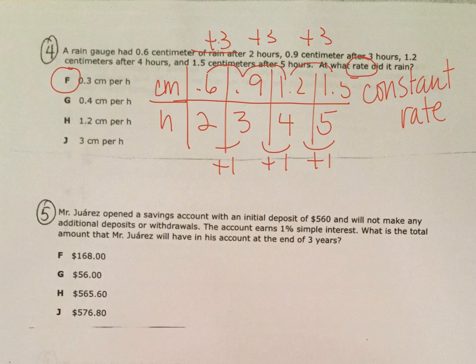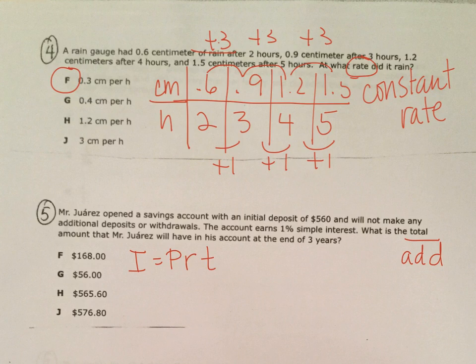Number 5. Mr. Juarez opened a savings account with an initial deposit of $560 and will not make any additional deposits or withdrawals. The account earns 1% simple interest. What is the total amount that Mr. Juarez will have in his account at the end of 3 years? The key here is total. That tells me that somewhere within the problem, I will have to add. All right. Remember the simple interest formula where interest equals the principal times the rate times the time.